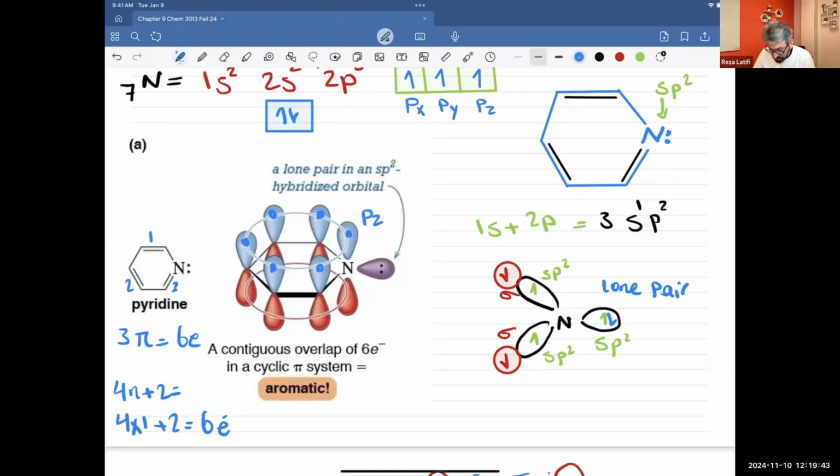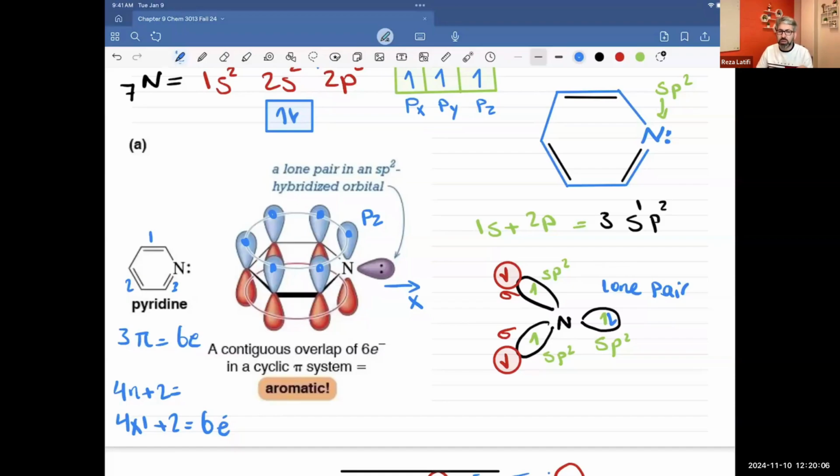This one is pz. You can call this one px, py, or say lined up with x or y, whatever. It's perpendicular because it's not involved with the conjugated system, the pi conjugated system. We say it has nothing to do with the aromaticity. It has nothing to do with the aromaticity.